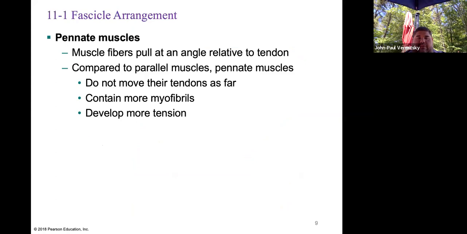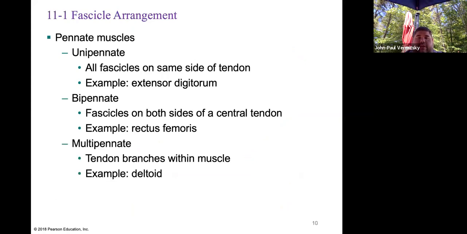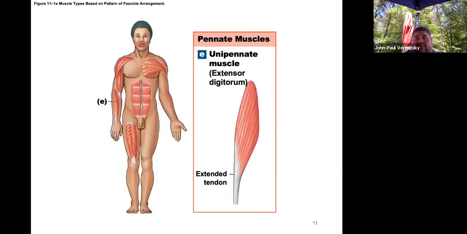Pennate muscles, these are muscle fibers that pull at an angle relative to a tendon. Compared to parallel muscles, pennate muscles do not move their tendons as far. They contain more myofibrils, and they will actually develop more tension. And the pennate muscles can either be unipennate, which means they are all on the same side of the tendon, bipennate, which means they're on both sides of a central tendon, and multipennate, which means tendons branch within the muscles.